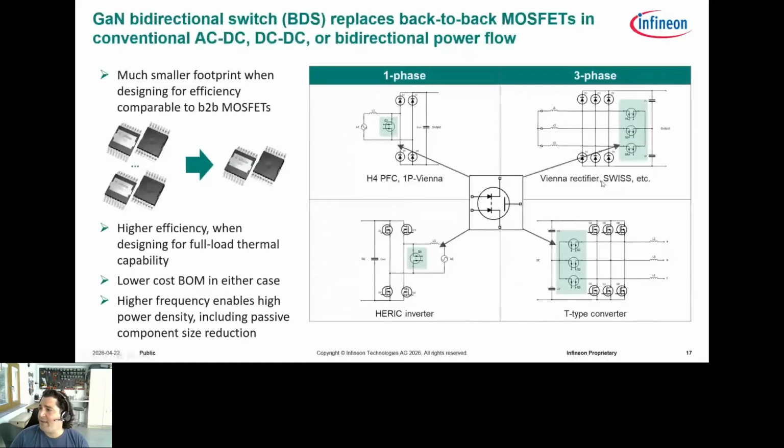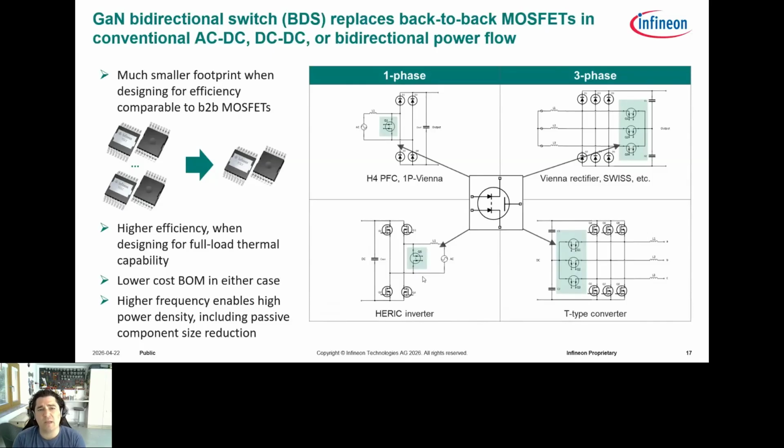Now, on the 3-phase, you also have the Vienna rectifier or the Swiss rectifier, which is similar. And then you'll also see in the solar string inverter world, you're going to see the Herrick inverter. These are all already used in the world today, but with back-to-back MOSFETs. Either silicon MOSFETs, could be IGBTs sometimes. More recently, we're seeing these a lot with silicon carbide MOSFETs in a back-to-back configuration.